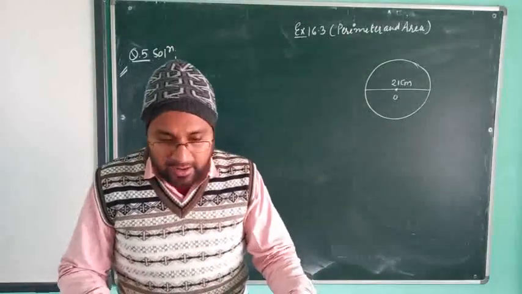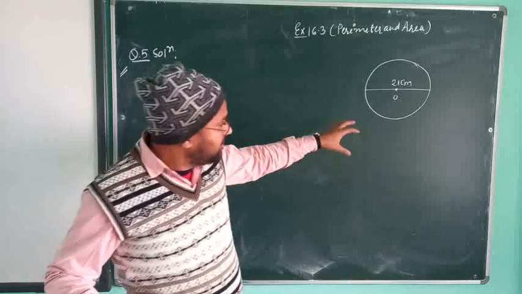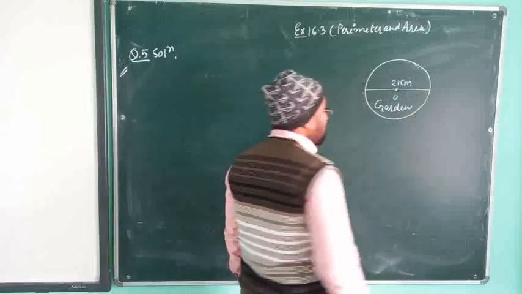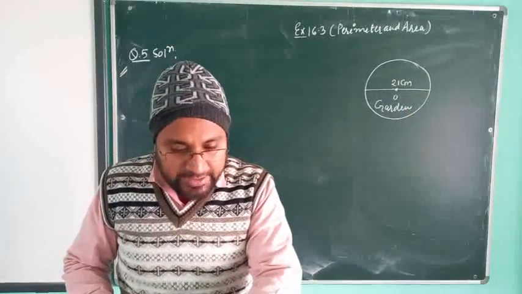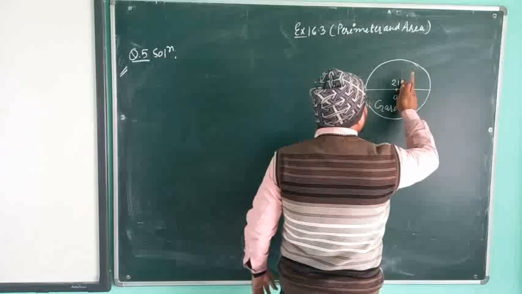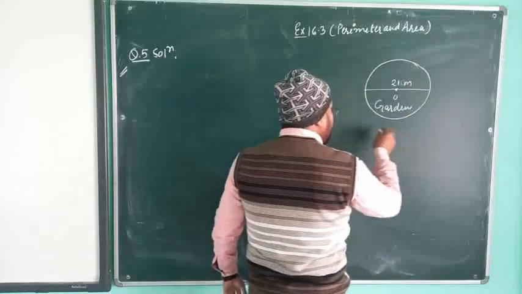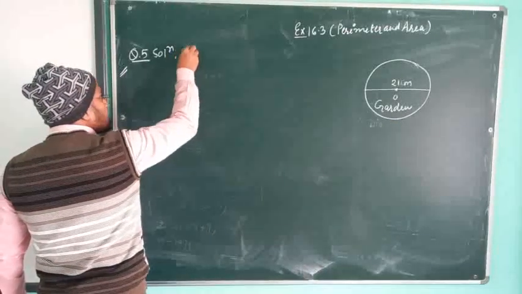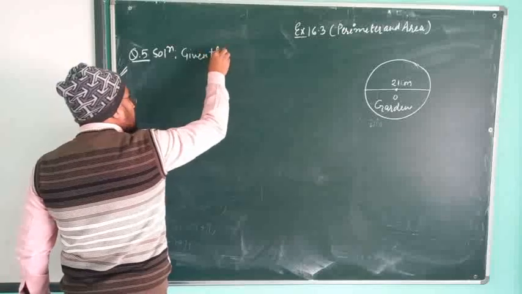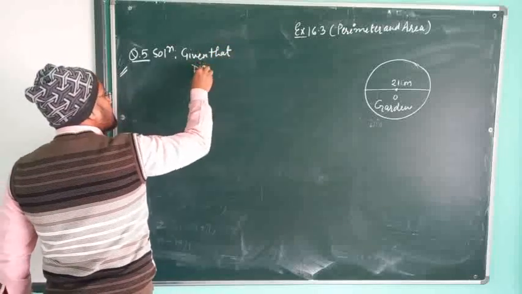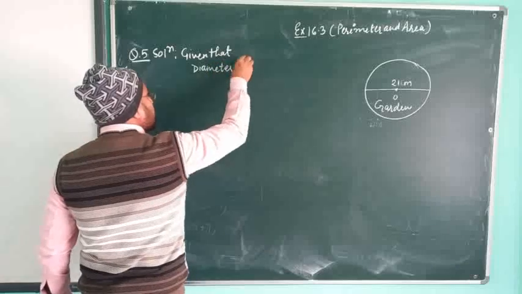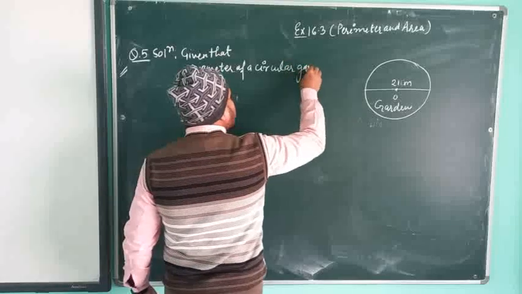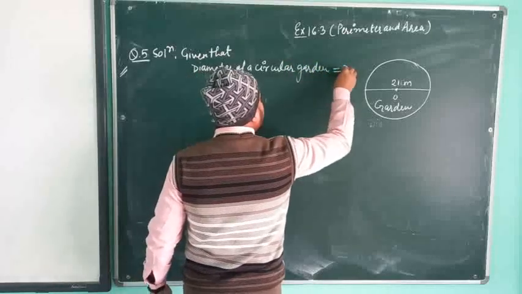A gardener wants to fence a circular garden. This is a circular garden of diameter 21 meter. The diameter is given, 21 meter.